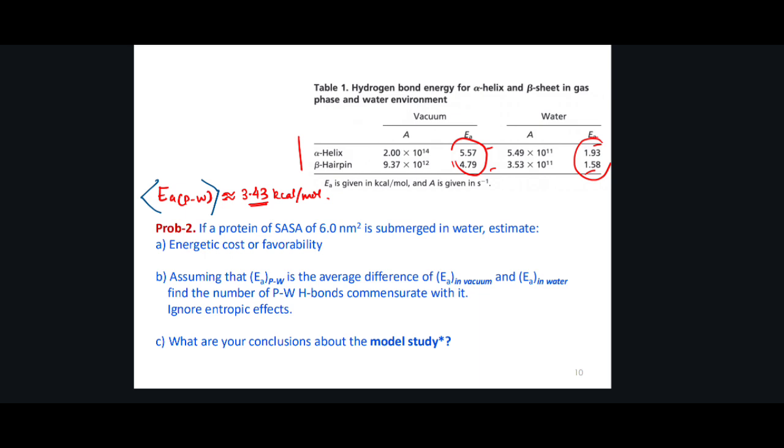If I ignore entropic effects, this negative 50.43, which is a favorable process, will allow me to break approximately how many hydrogen bonds, if I just say I don't care about rearrangement and entropy? I'm going to ignore entropy. How many? 15 to 16 is what the number will come to. So please understand this problem a little bit.